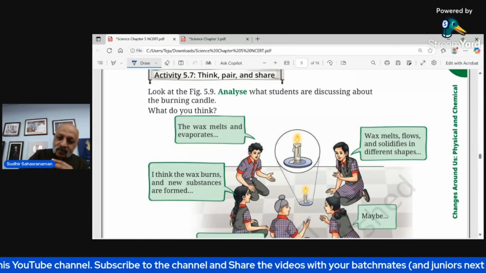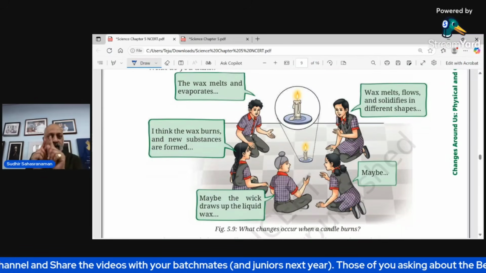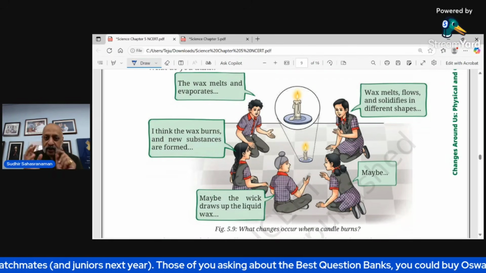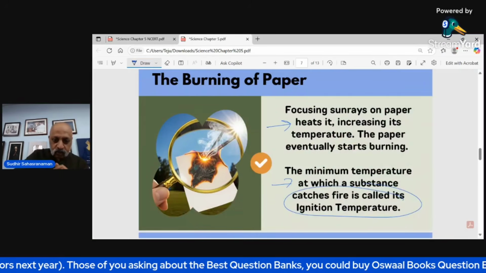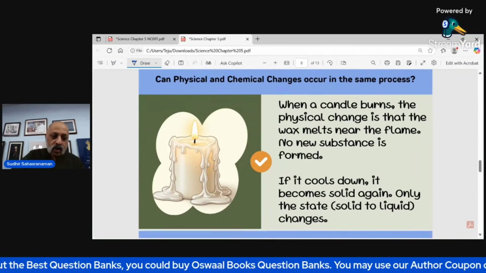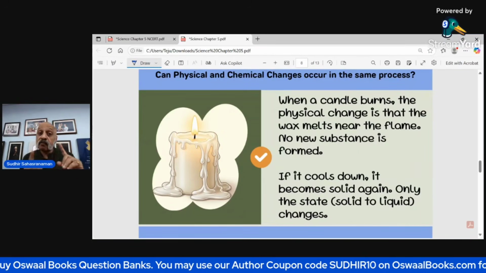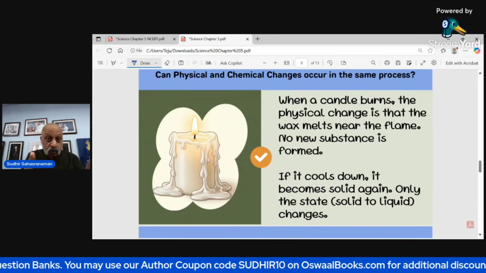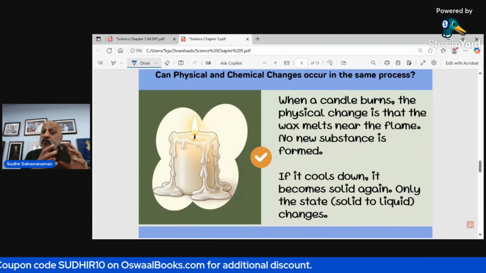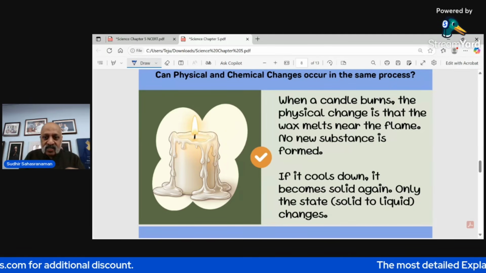Anyway, so you have a candle, right? So in the candle, there is a wick, that is a black thing, the thread on top of the candle, and then there is a candle which is made of wax. So let me show you, which I have done. Now, can physical and chemical changes occur in the same process? Now, this is a candle which is happening. When a candle burns, I'm going to first talk about the physical change, then I'll talk about the chemical change. When a candle burns, the physical change, that is physical means what you're seeing, is that the wax melts near the flame.